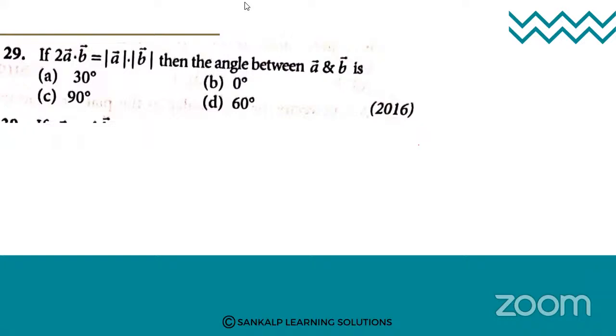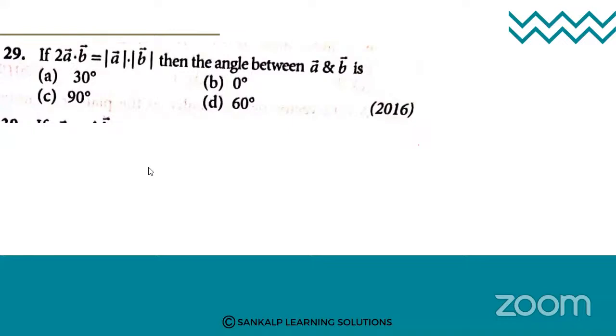Okay. So next question. If 2a·b is equal to |a||b|, then the angle between a and b is... Here we need to apply the a·b formula. What is the dot product of two vectors? |a||b| cos theta, and then simplify it and calculate the angle between the vectors.